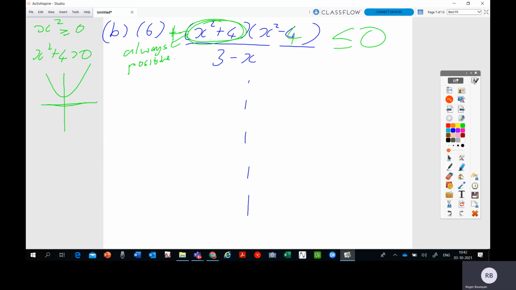Okay, so that is always going to be positive. Right, so in this one over here, x squared plus 4 over x squared minus 4, 3 minus x. Right, I have to think of something.